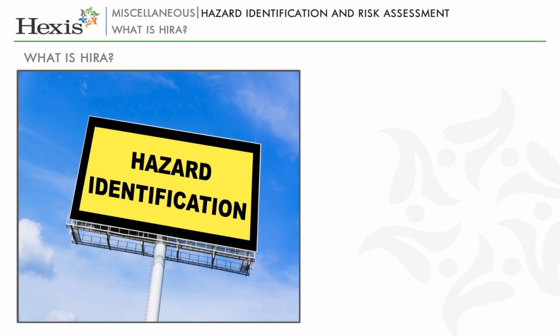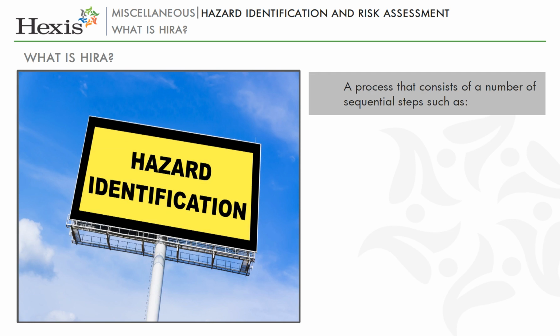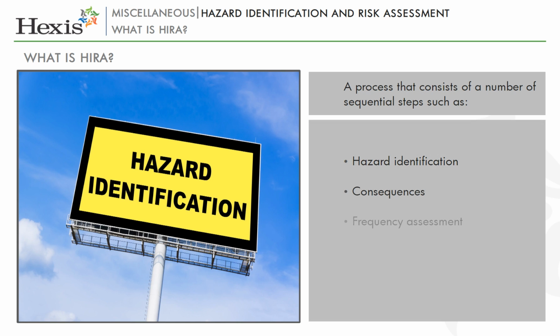Next, let's understand hazard identification and risk assessment in detail. Hazard identification and risk assessment, that is HIRA, is a process that consists of a number of sequential steps such as hazard identification, consequences and frequency assessment, risk estimation based on the existing controls, and recommendations to reduce those risks which are not under acceptable limits.